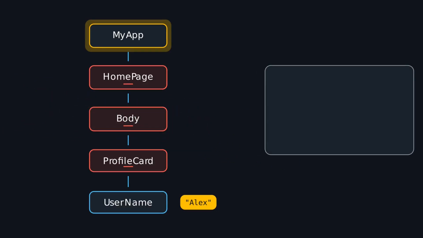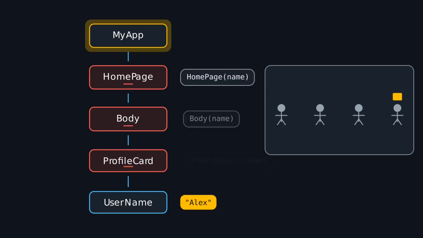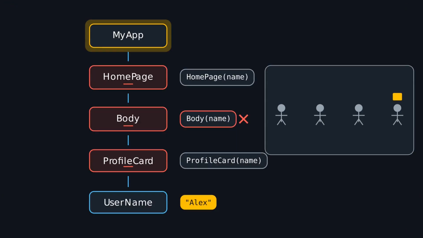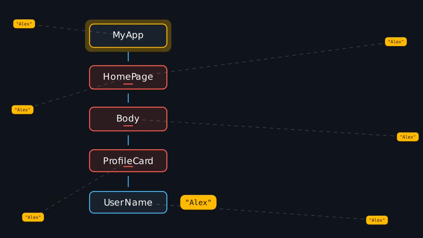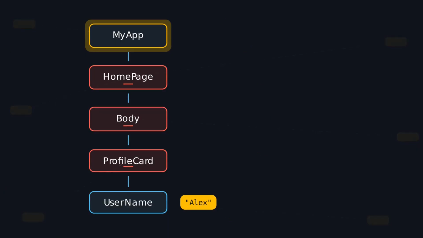It's like passing a note across a classroom. 4 students who don't care about your message have to carry it anyway. And if the note changes shape, you update 4 constructors. Miss one and the compiler yells at you. Now imagine 10 widgets needing that data in 10 different places. This does not scale. Flutter's creators knew it, so they built a way out.